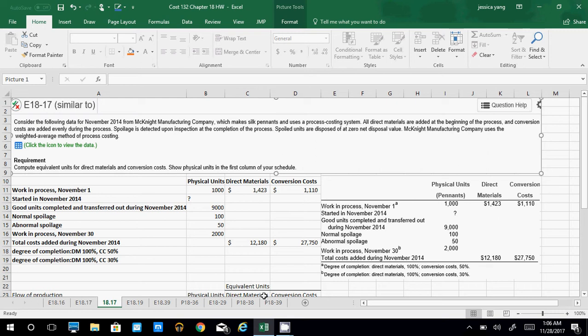We are given the following set of data for physical units, direct materials, and conversion: work in process November 1st, started in November 2014, good units completed and transferred out during November 2014, normal spoilage, abnormal spoilage, work in process November 30th, total costs added during November 2014, and the degree of completion for direct material 100%, conversion cost 50%.